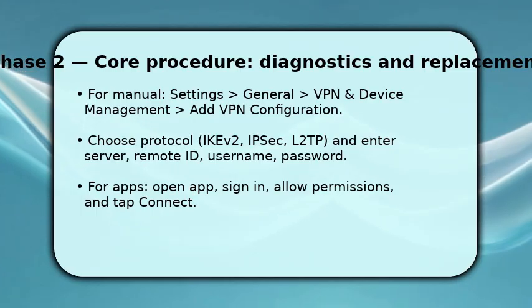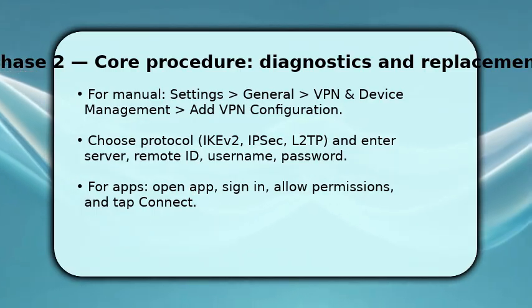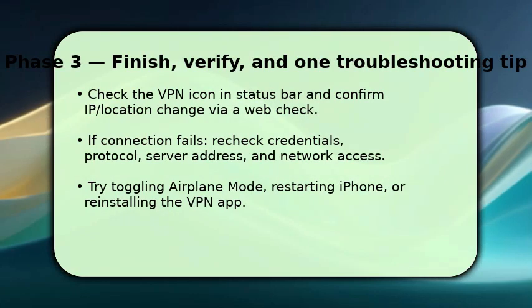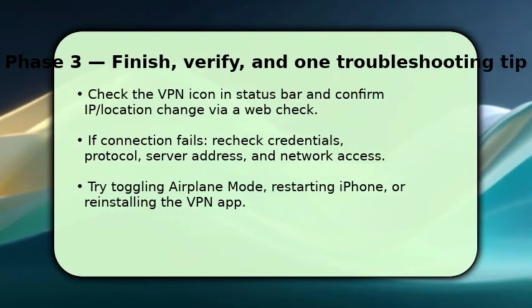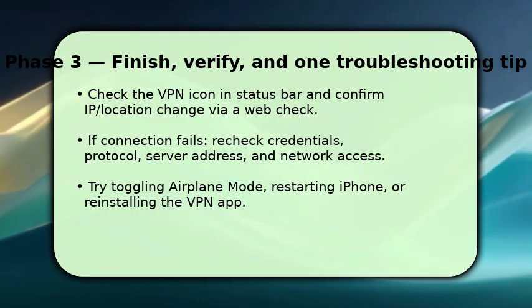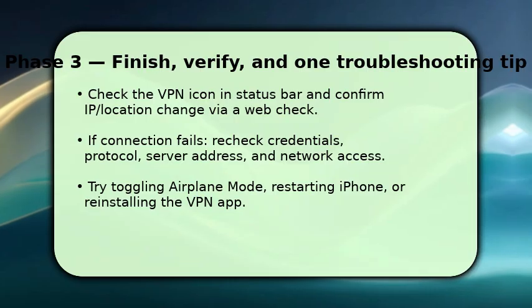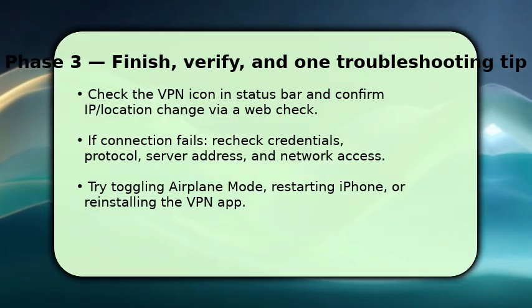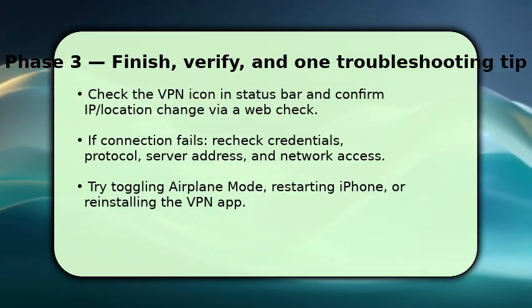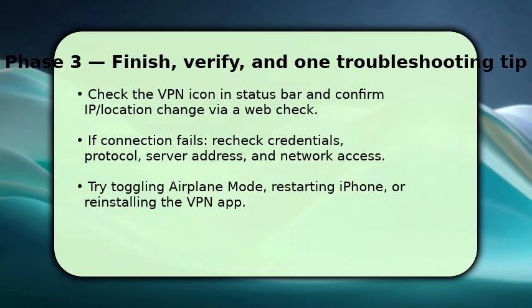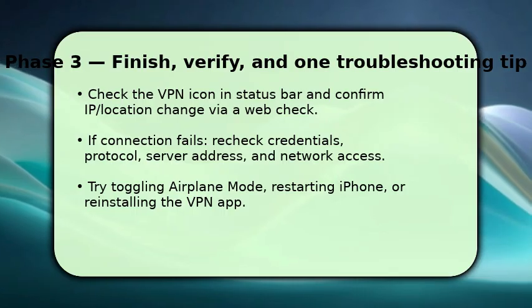Once the profile is saved or the app shows ready, toggle the VPN switch or press Connect. This initiates the secure connection. Finish by verifying the connection. Look for the VPN icon in the status bar and confirm your IP or location has changed using a quick web check. If it won't connect, recheck username, password, server name, and chosen protocol because a small typo breaks the handshake. Make sure the network allows VPN traffic.